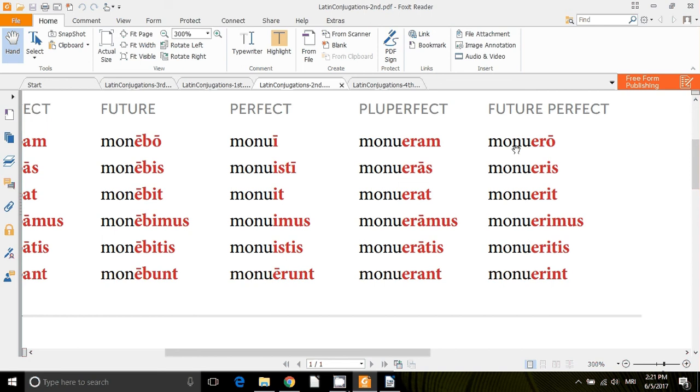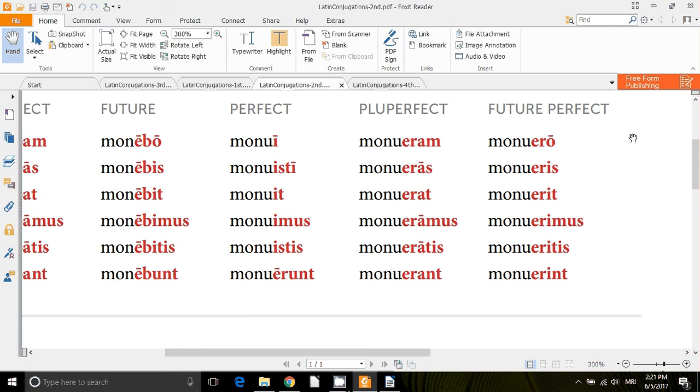And the future perfect, you add the future forms of the verb to be: ero, eris, erit, erimus, eritis, erunt. So monuero, monueris, monuerit, monuerimus, monueritis, monuerint.